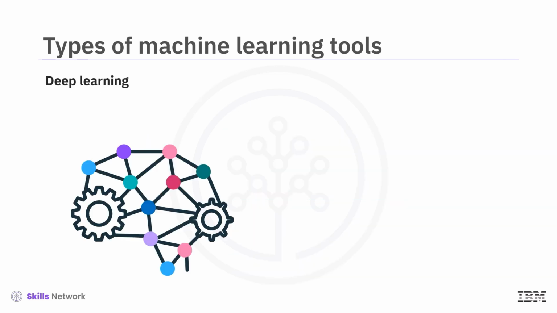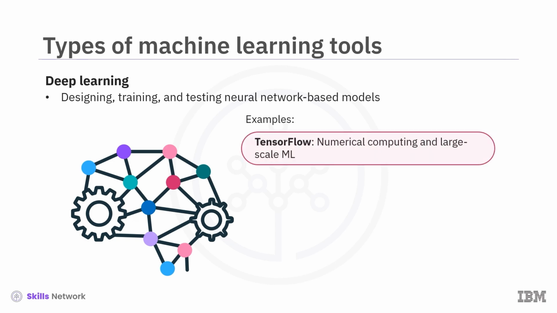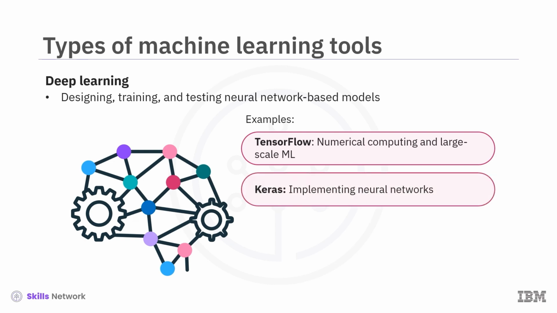Deep learning tools are frameworks for designing, training, and testing neural network-based machine learning models. For deep learning, there are several popular libraries available. TensorFlow is an open-source library for numerical computing and large-scale machine learning. Keras is an easy-to-use deep learning library for implementing neural networks.